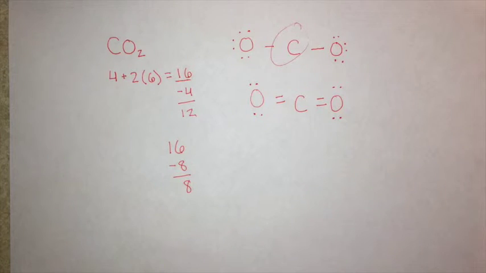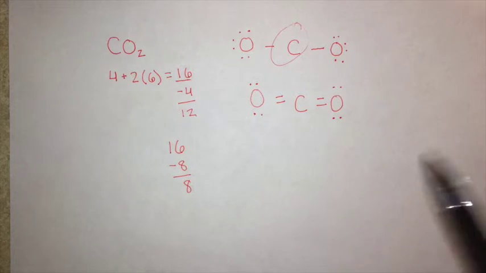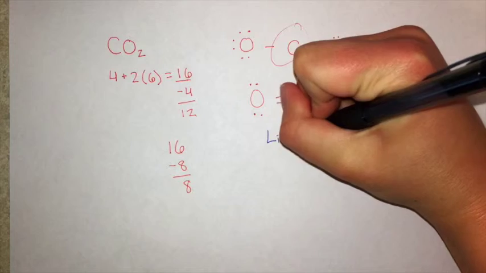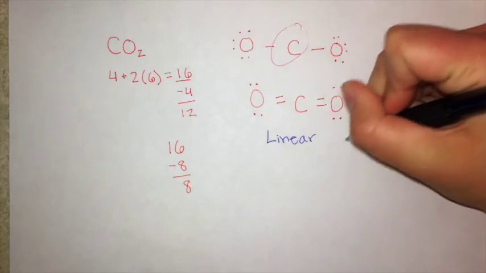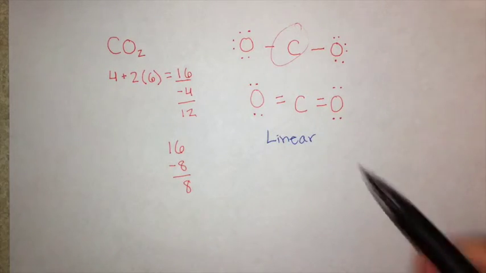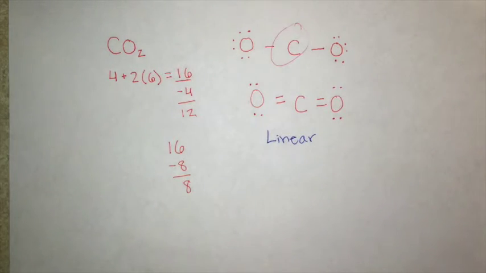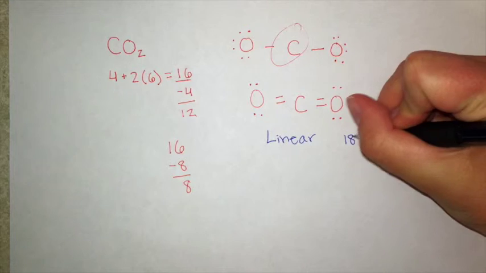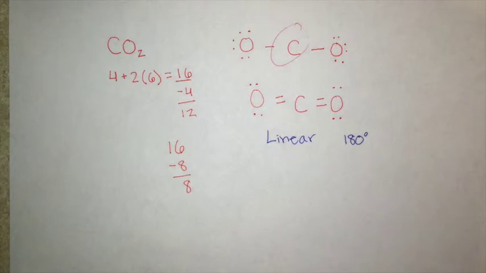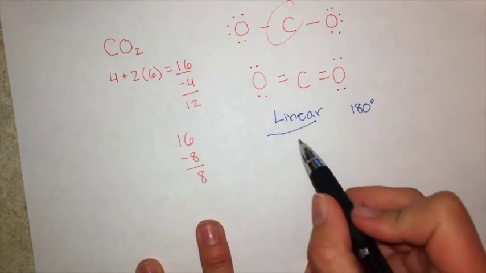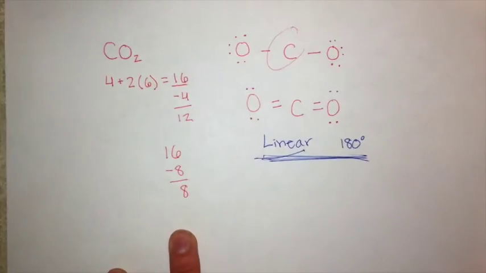So I wanted to go back to the examples we had with the Lewis dot structures and look at what their molecular geometry would be. So CO2 would end up being a linear molecule because it has 2 bonding pairs right here and right here, and then it would end up being 180 degree angles. So that is our molecular geometry for CO2.